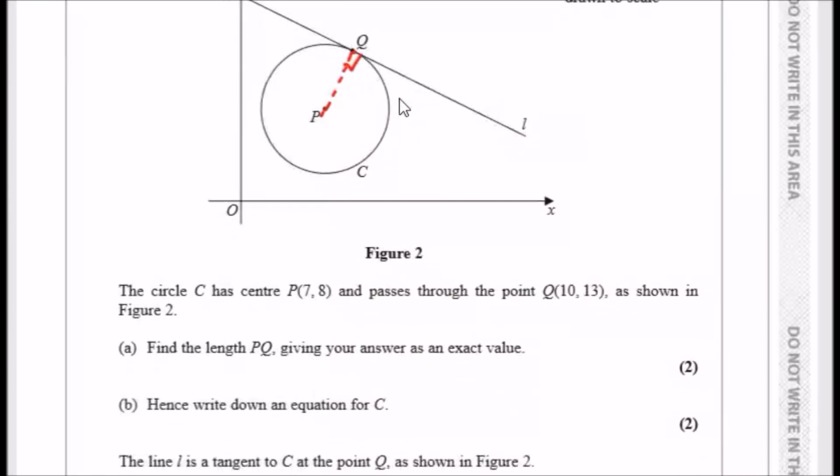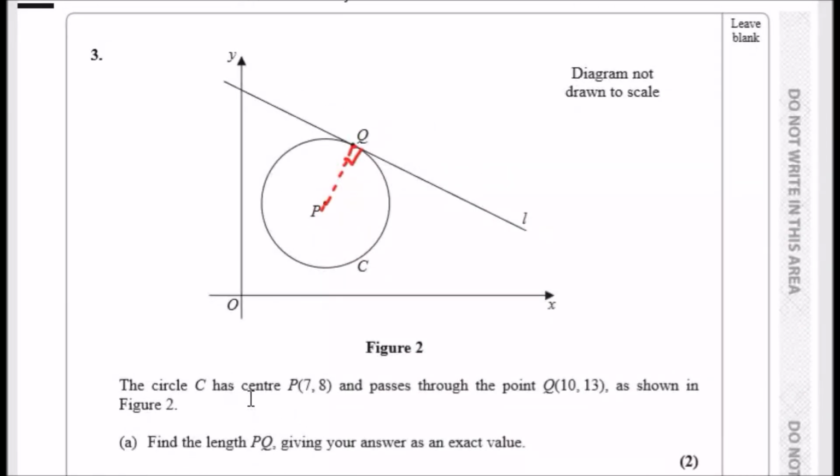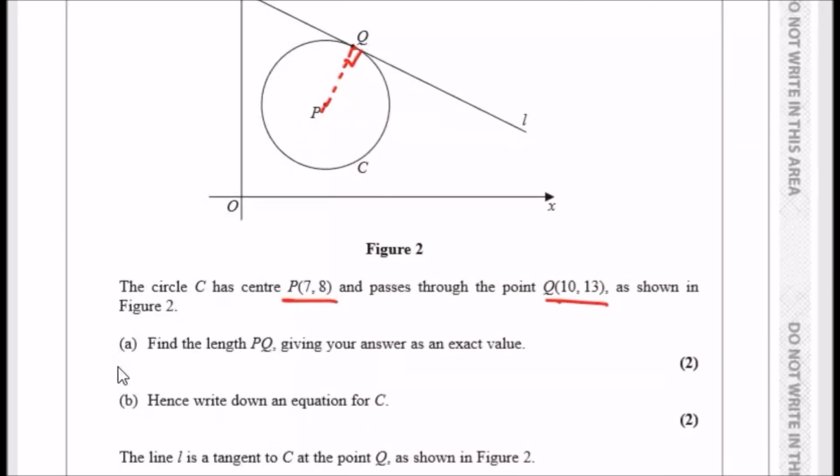Anyway, let's have a go. So the circle C has a center P, which is 7, 8, so keep that in mind. And passes through the point Q over here, which is 10, 13, as shown in figure 2. Now, find the length PQ. Okay guys, this is straightforward. This is just the distance formula. So the distance here, in other words, is also the radius.